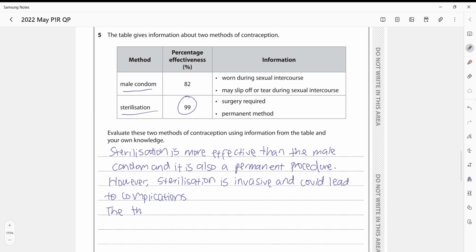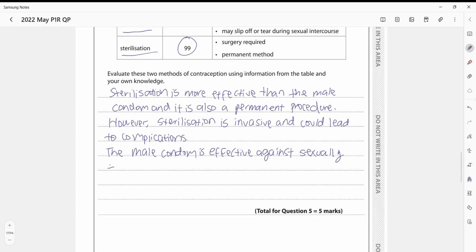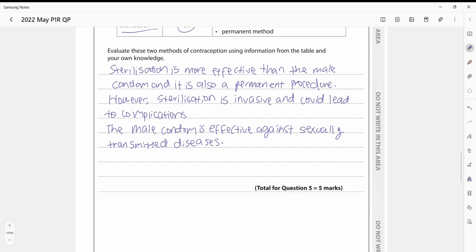So the male condom is effective against sexually transmitted diseases. Okay, question 5 done. We'll continue on with question 6 in the next video.